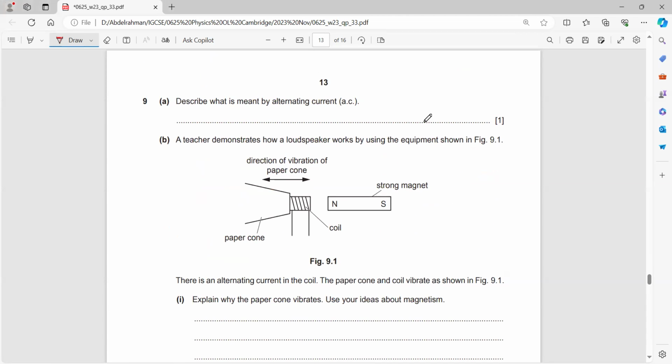What is meant by an alternating current? Tell me. A current moving in both directions. Nice. Moving in both directions or changing its direction. Moving in two directions or we can say changing the direction. Nice.